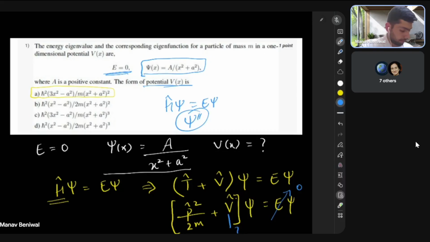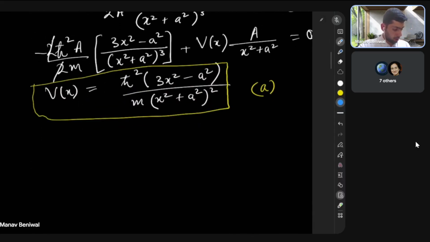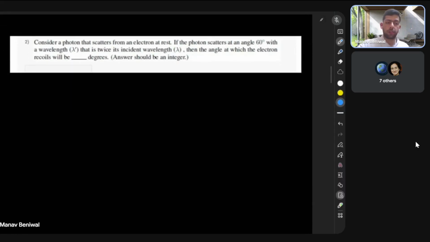Okay, good. So then we can go to our second problem, where we have: consider a photon that scatters from an electron at rest. If the photon scatters at an angle 60 degree with a wavelength lambda prime, that is twice its incident wavelength lambda, then the angle at which the electron recoils will be dash degrees. So we have to give an integer answer.